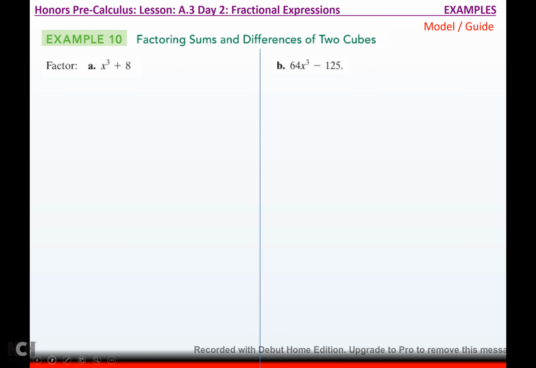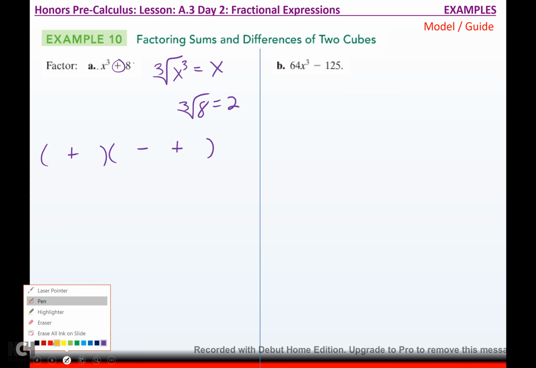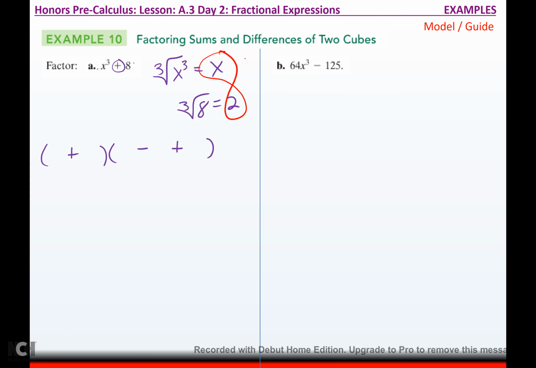x cubed plus 8. These are both perfect cubes because the cube root of x cubed is x, and the cube root of 8 is 2. If they're perfect cubes, then you can use your cube sum. This one is going to be binomial, trinomial, plus, minus, plus, because that's what happens when it's a sum. Now, to get your terms, it's really simple. These are your binomial terms, x plus 2.